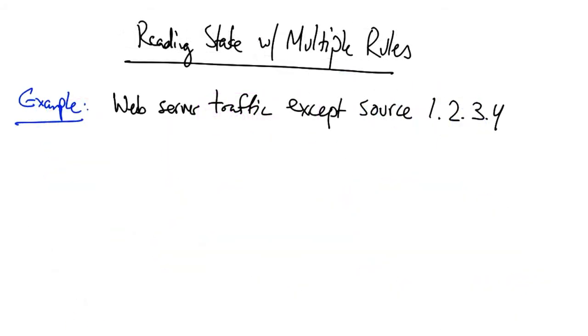For example, let's suppose that when we are reading state, we'd like to see all web server traffic except for source 1234. Simple match action rules do not allow us to express such exceptions.